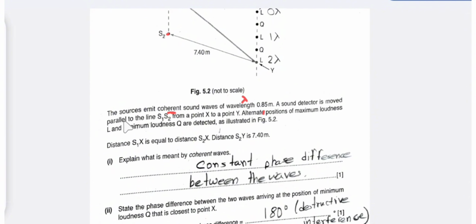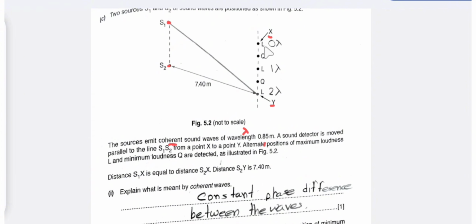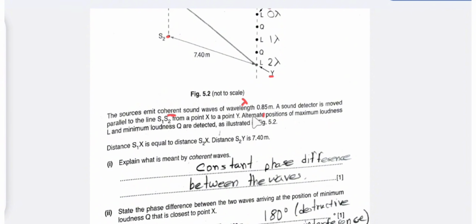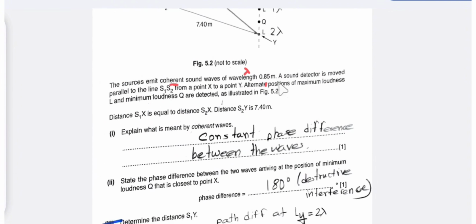A sound detector is moved parallel to the line S1 S2 from position X to position Y, so the detector can detect the sound. Alternate positions of maximum loudness L and minimum loudness Q are detected, as illustrated in figure 5.2. Where constructive interference occurs, loud sound or maximum amplitude is produced, and where destructive interference occurs, quiet sound or minimum amplitude is produced.